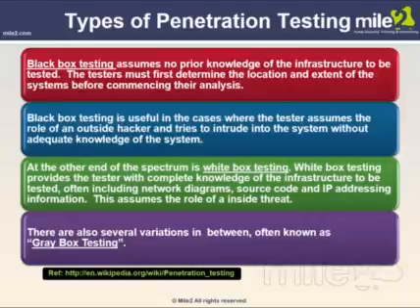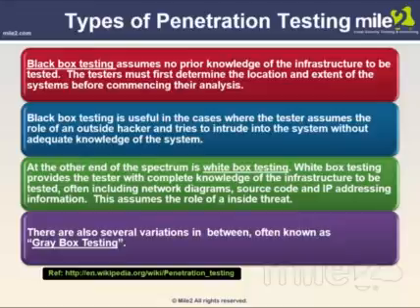So white box testing provides the tester with complete knowledge of the infrastructure to be tested, often including network diagrams, source code, and IP addressing information. This also will assume the role of an inside threat, also known as the insider, also known as the disgruntled employee. Right? Very important. And there are also several variations in between, which are often known as gray box testing.